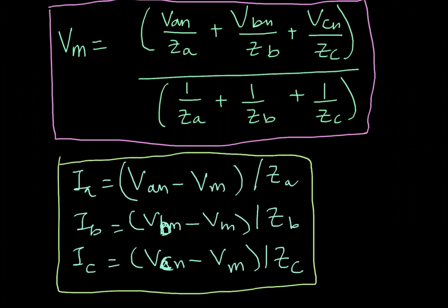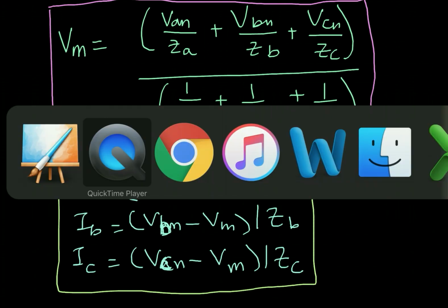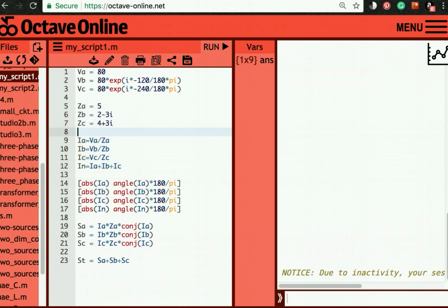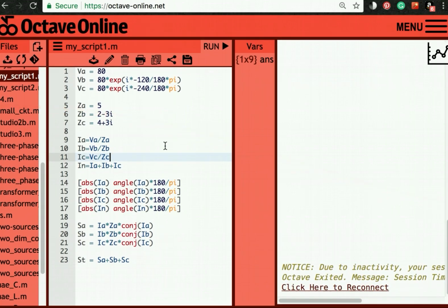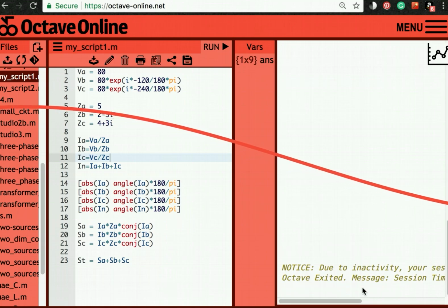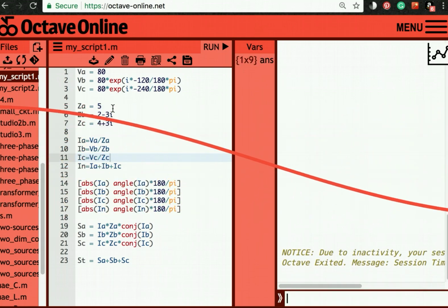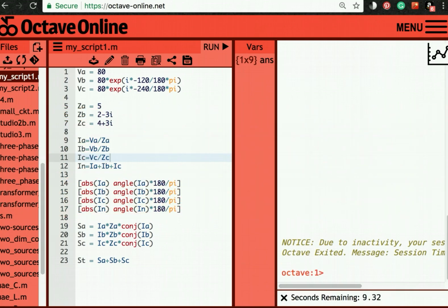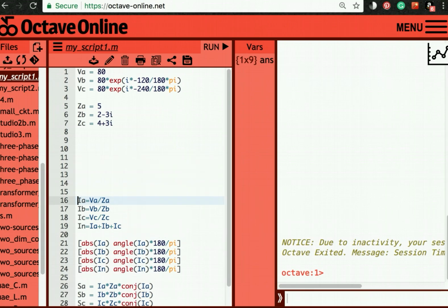So let us go back to my MATLAB interface, and in that, I'll show you. On the left side, what you see on the screen was my previous calculation. Here, I think I need to reconnect. Here, I'll get the present calculation. Okay, so VA, VB, VC, the voltages are defined as it is. ZA, ZB, ZC are also defined as it is. So, instead of using this formula, now I have to use a different formula. Let me go up and here I'll find VM.